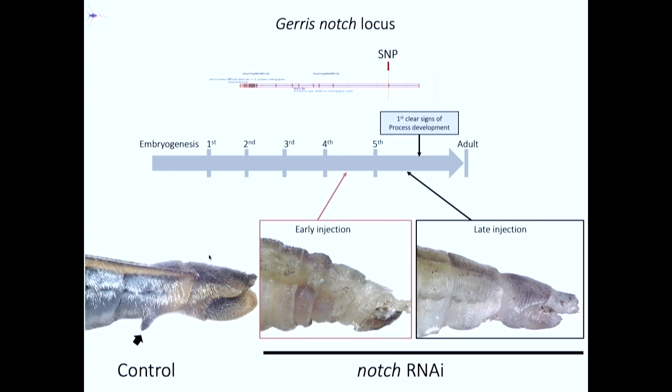So this is a control, and you can see the abdominal processes. This is a late RNAi, and you can see we lose the processes. The animals are naked because Notch is a neurogenic gene, so they have no bristles. And if we inject a little earlier, it's a much more dramatic phenotype. So this is still very preliminary.